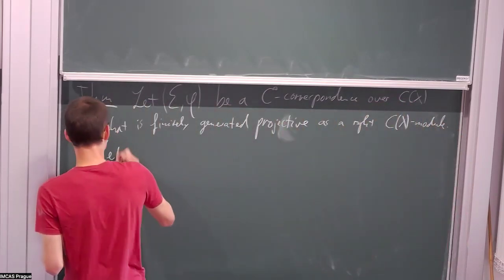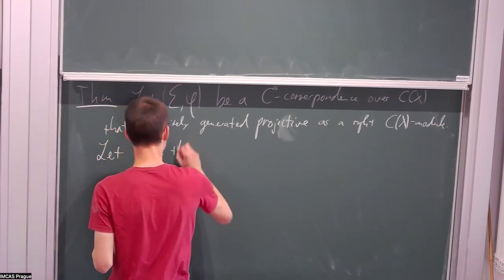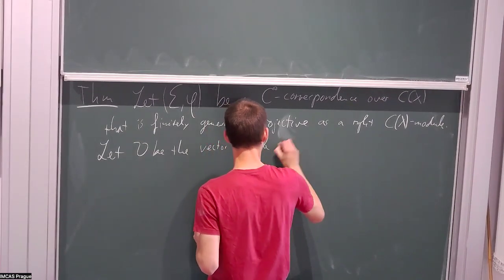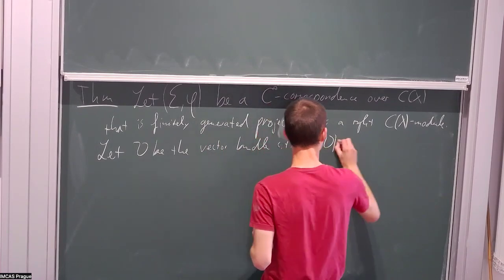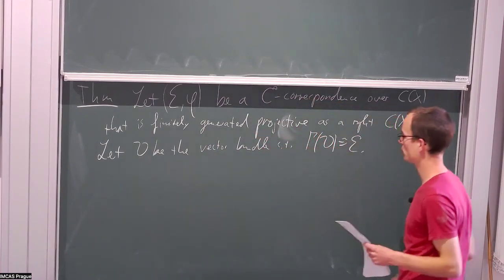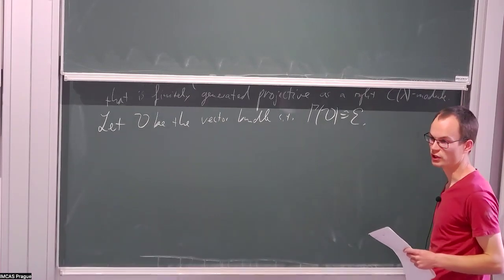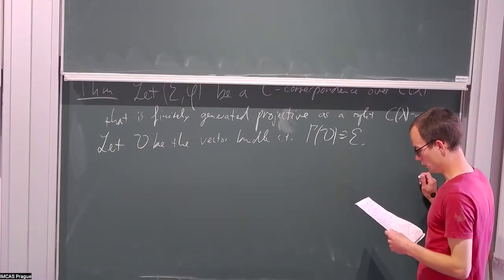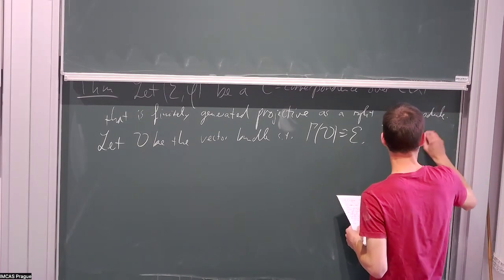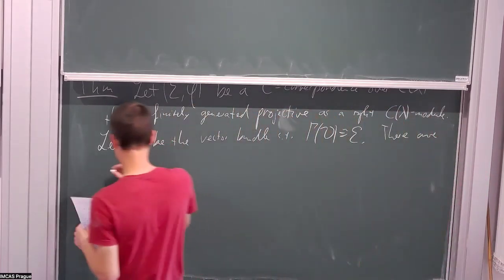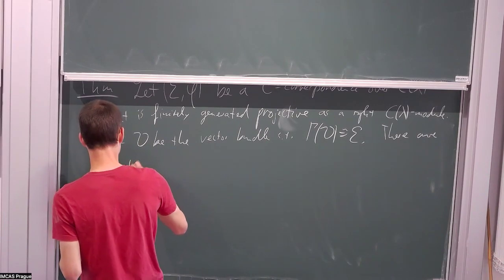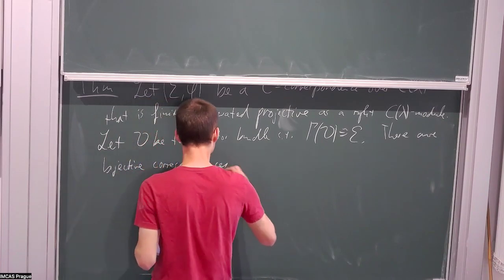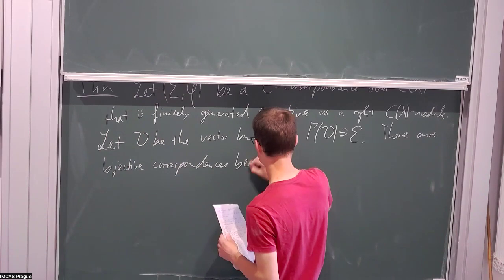Take the vector bundle associated to it, such that continuous sections are isomorphic to E as a right Hilbert C(X)-module. Then there are bijective correspondences between isomorphism classes of the following objects.